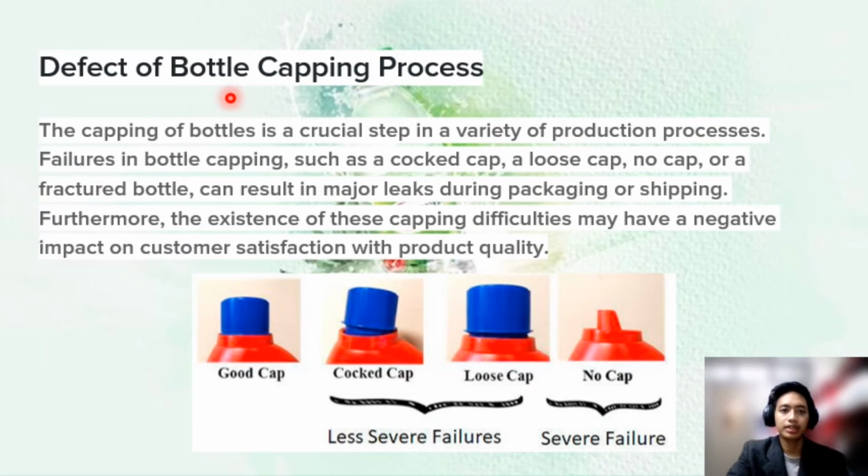The second defect group is from the bottle capping process. The capping of bottles is a crucial step in a variety of production processes. Failures in bottle capping, such as a cocked cap, a loose cap, no cap, or a fractured bottle, can result in major leaks during packaging or shipping. Furthermore, the existence of these capping difficulties may have a negative impact on customer satisfaction with product quality.